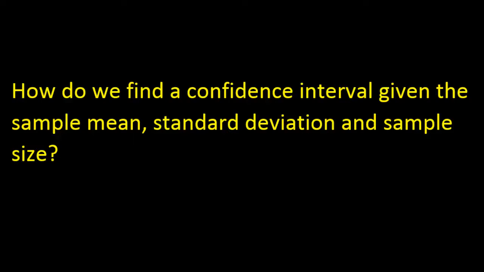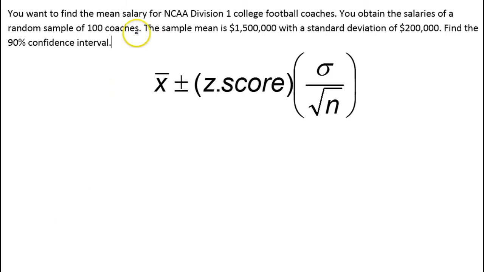In this video, I will show you how to find a confidence interval given the sample mean, standard deviation, and sample size. Let's say you want to find the mean salary for NCAA Division I college football coaches. You obtain the salaries of a random sample of 100 coaches. The sample mean is $1,500,000 with a standard deviation of $200,000. Find the 90% confidence interval.